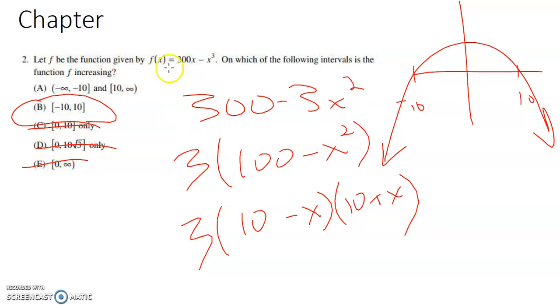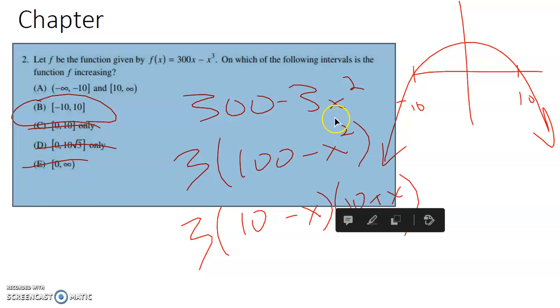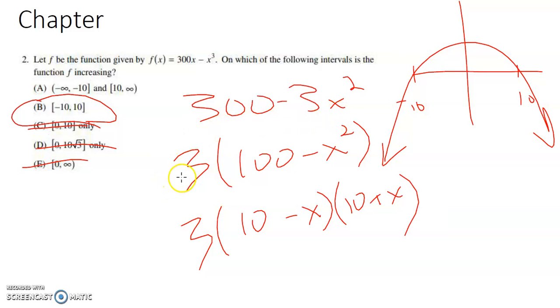So the first thing that I did was I took the derivative of that thing. That gave me 300 minus 3x squared. Then I factored the 3 out to make it a little bit easier. And then I got 100 minus x squared. So I looked at that, I saw a difference of two squares. So I got 10 minus x times 10 plus x. From there, you could make your chart that you guys are pretty familiar with making.